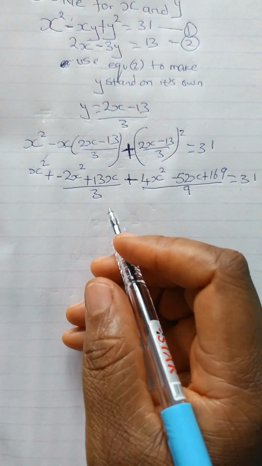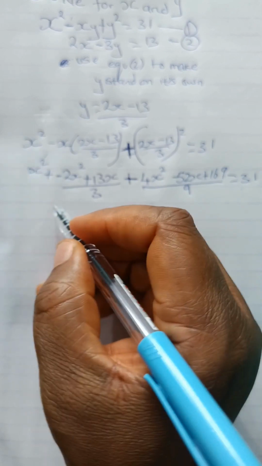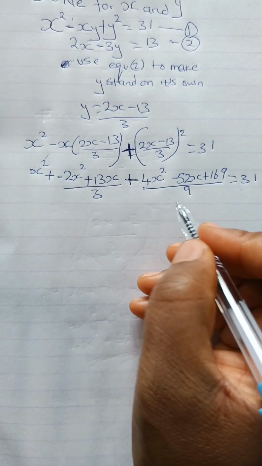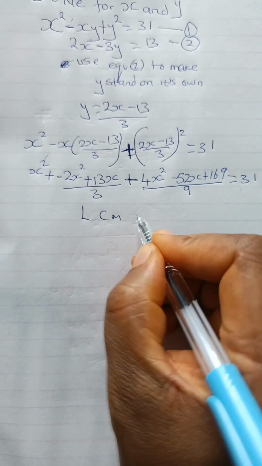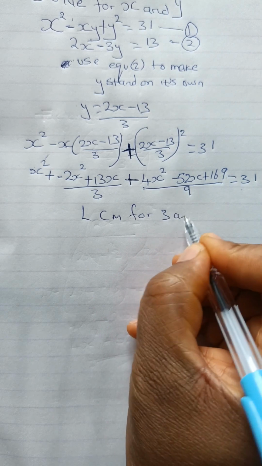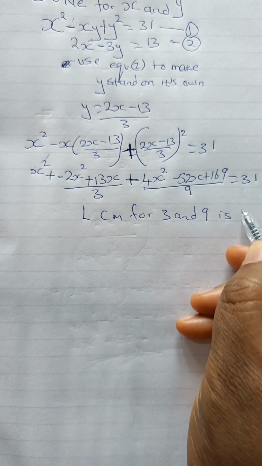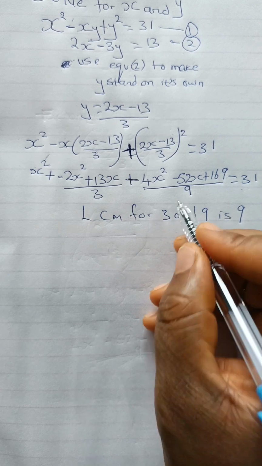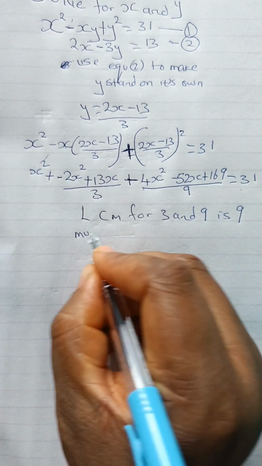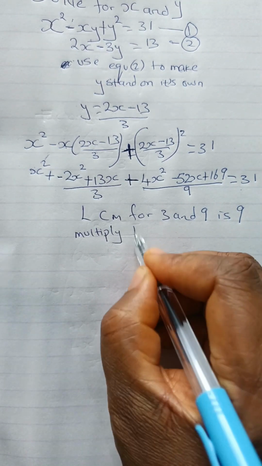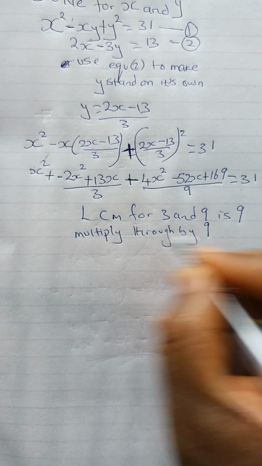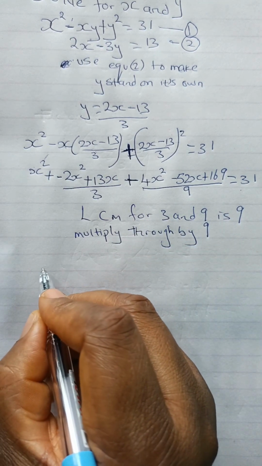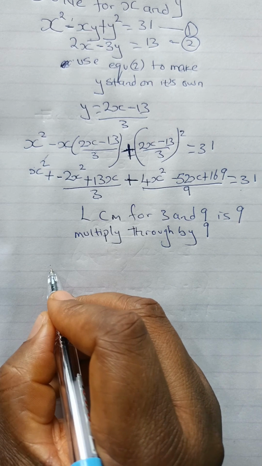So what do we do next? Now we have this. We'll look for the LCM of 3 and 9. The LCM of 3 and 9 is 9. So we'll be multiplying through by 9. And this is what I mean. Then we'll be multiplying through by 9.